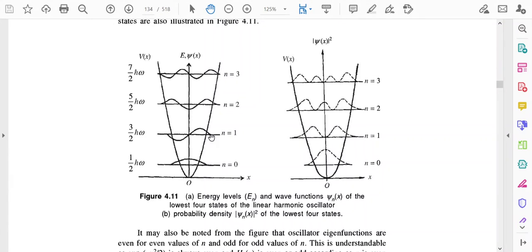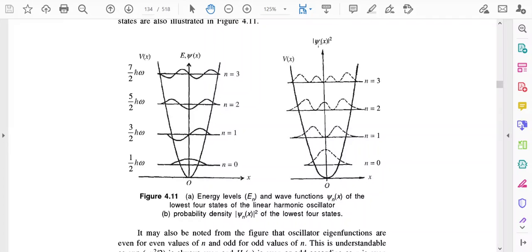But when we plot the energy eigenfunctions of the quantum harmonic oscillator, we can see that, for example, if you look at this part, some portion of the energy eigenfunction is outside the potential barrier. That means there is some barrier penetration. So this is an important feature of the quantum harmonic oscillator, which is different from the behavior of the classical harmonic oscillator.